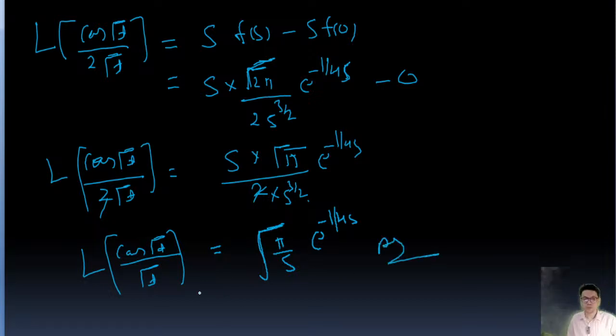Well, guys, so this is about the Laplace transform.